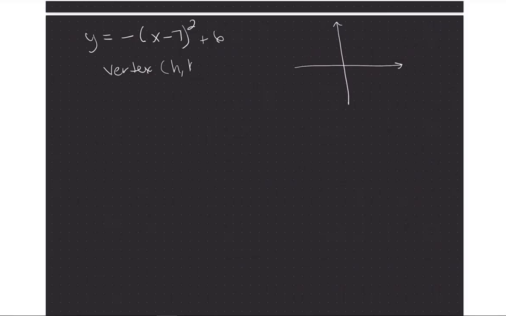Our vertex is (h, k). So our h is going to be 7, and k is going to be 6. So 1, 2, 3, 4, 5, 6, 7. 1, 2, 3, 4, 5, 6. So there's my vertex. Am I going to open up or open down? Open down, because you got that negative out front. Am I going to stretch it or compress it any? No, because it's like a -1, so it's going to be just like a regular quadratic.